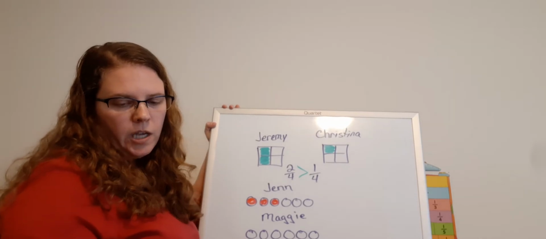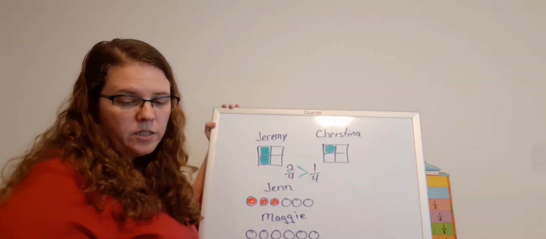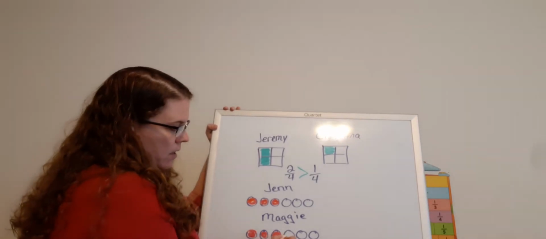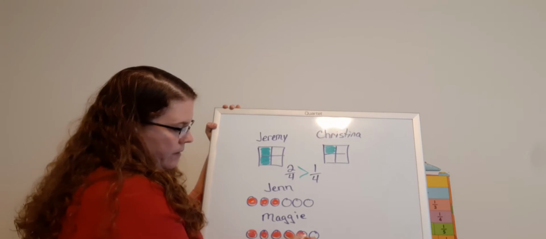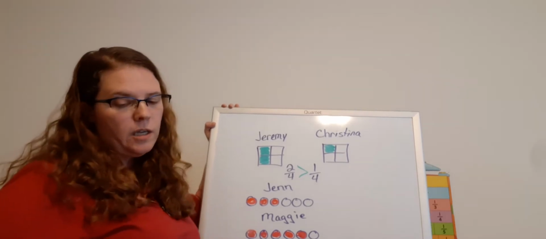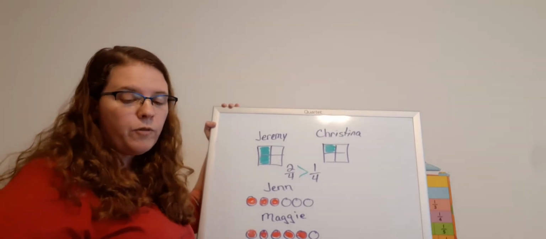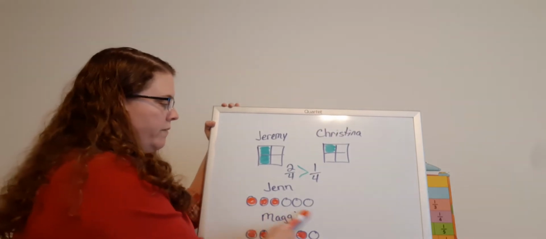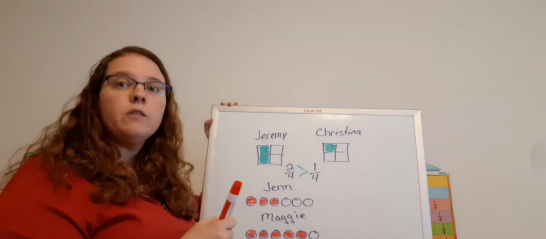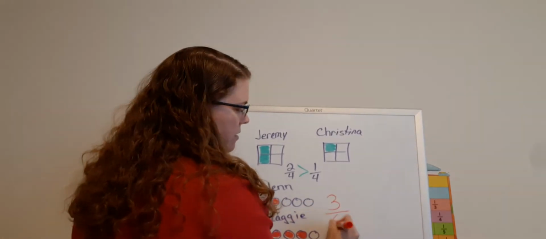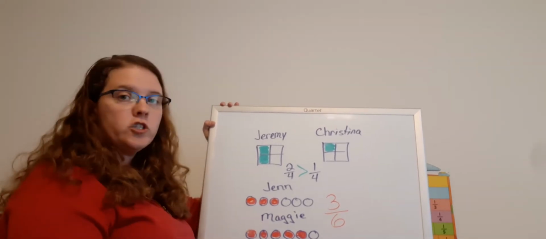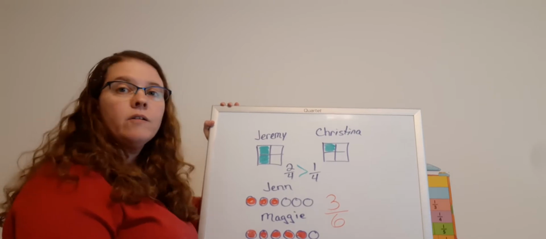And shade 5 of Maggie's buttons to show the number that are red. So 5 of Maggie's are red. Okay, so 1, 2, 3, 4, 5. Perfect. So we have 5 of Maggie's, 3 of Jen's. Now we need a fraction to show the number of red buttons for each person. So what fraction could I write to represent the 3 red buttons of Jen's? 3/6. Very good. And for Maggie, we need a fraction to represent hers, and she has 5/6.